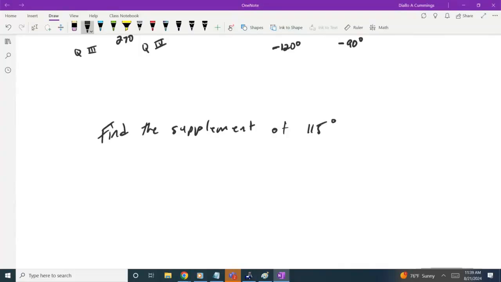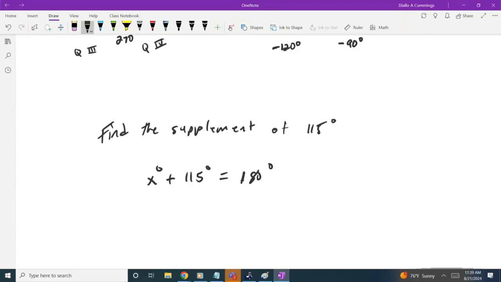Right. So I'm going to just write out an algebraic formula. x degrees plus 115 degrees. If I add these two things up, in order for them to be supplemental, they sum up to be 180, right? That's why I set up an algebraic equation, and now I'm just going to solve it for x.